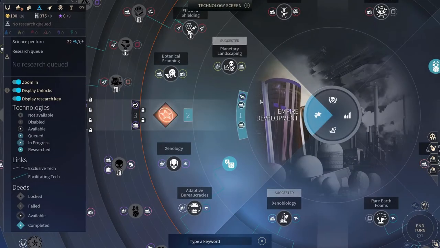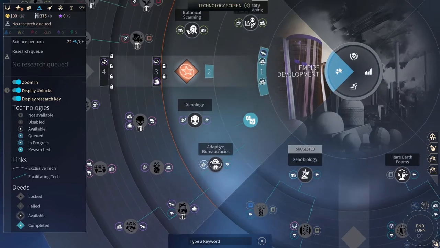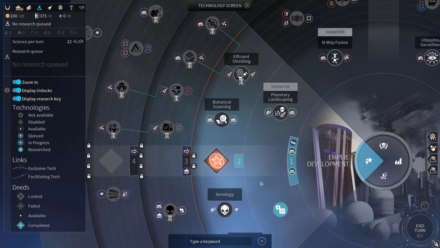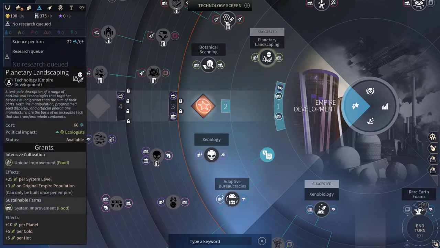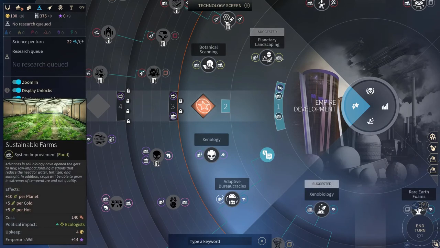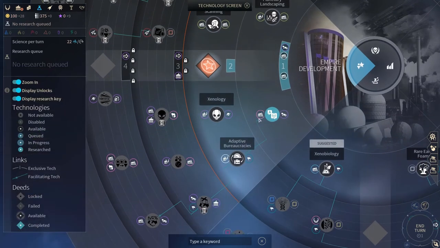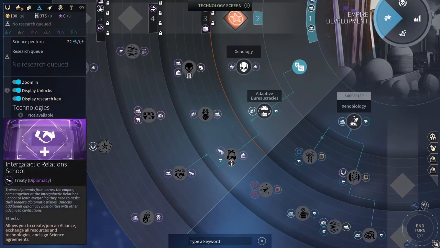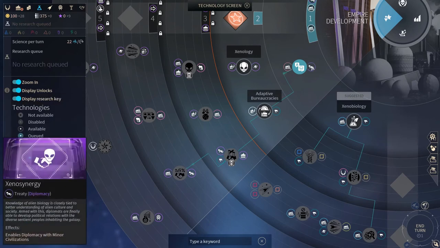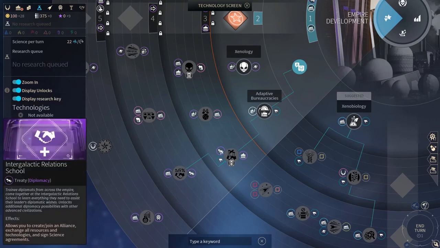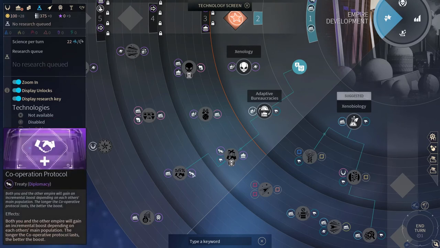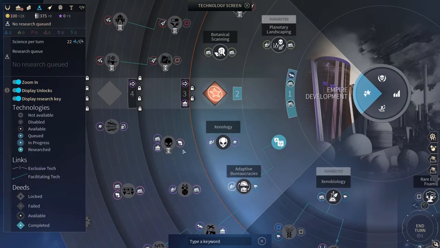In the Empire development quarter of the tech tree, you will want to look at food technologies, influence production technologies, and more importantly, ship unlocking. So first of all, stage 1, you want to unlock planetary landscaping because it will give you a basic, very good raw food production. You will want to look at the technologies that unlock diplomacy. So for example, this one will unlock diplomacy with minor civilizations. This one will unlock the ability to have alliances and exchange resources and technologies and sign science agreements with other major factions. And this will allow you to have even more cooperation with them and get some more boost.